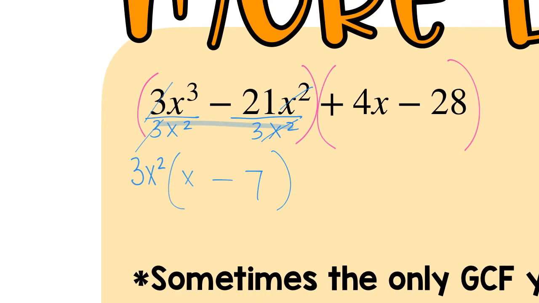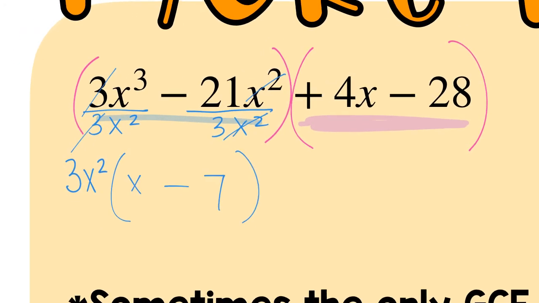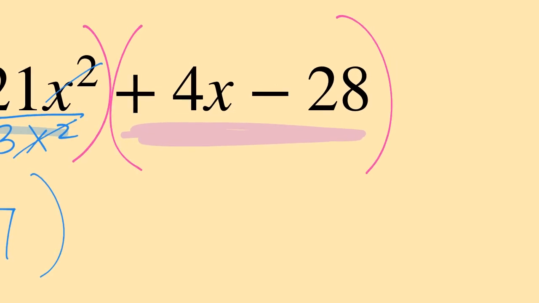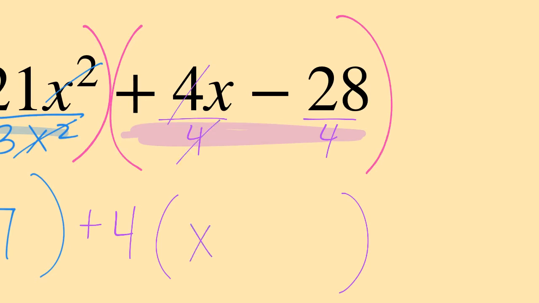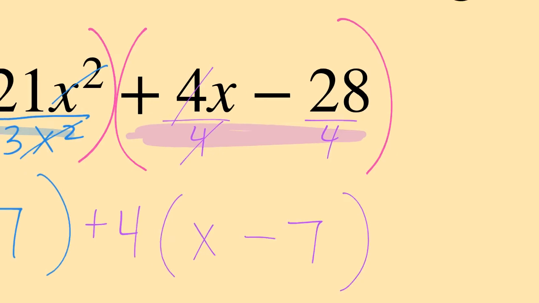All right, so let's find the GCF of the second group. So let's go ahead and take a look at that. Let's see, I can't take any x's because this doesn't have an x, but 4 goes into both of those, right? So we're going to take out the 4. So we're going to do +4. And then if I divide each of those by 4, I would have x left over here, and 28 divided by 4 is 7, so x minus 7.